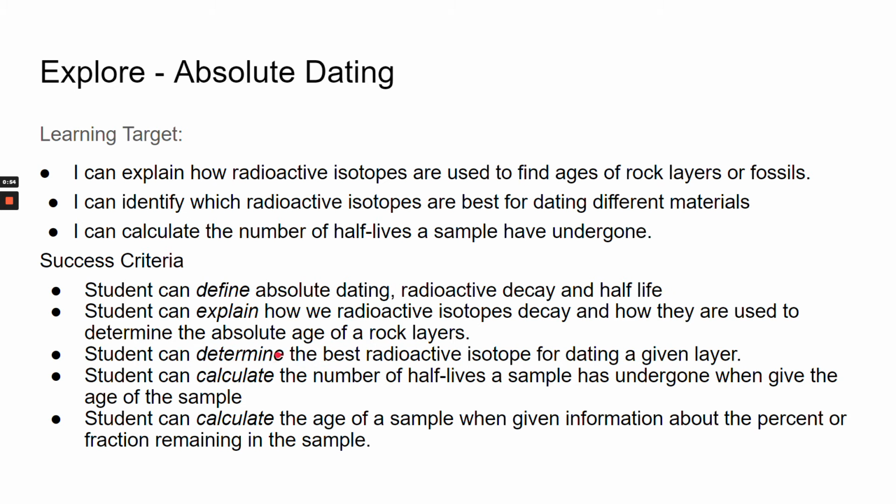Then we're going to determine the best isotope for a certain layer, knowing what kind of rock it is, knowing how old it might be. Then we're going to calculate the number of half-lives in a sample if we're given the age of the sample, or we're going to calculate the age of a sample if we're told the percent or fraction remaining of the sample.